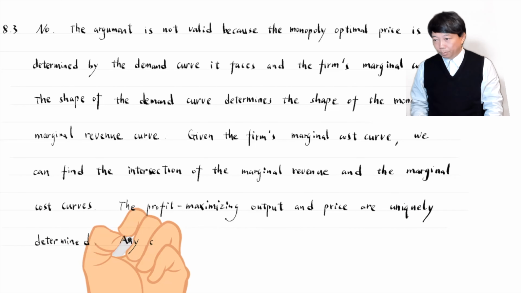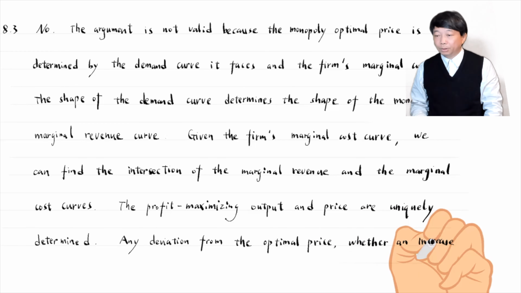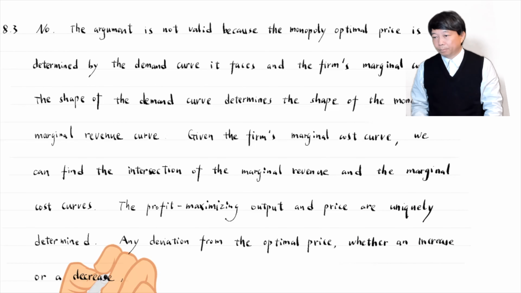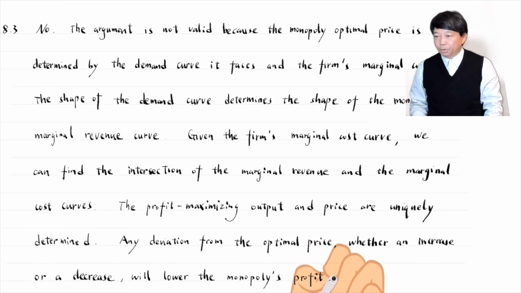Any deviation from the optimal price, whether an increase or decrease, will lower the monopoly's profit. So if the change in the length of the patent does not change the firm's marginal cost and the demand curve it faces, the monopoly optimal price will not change.